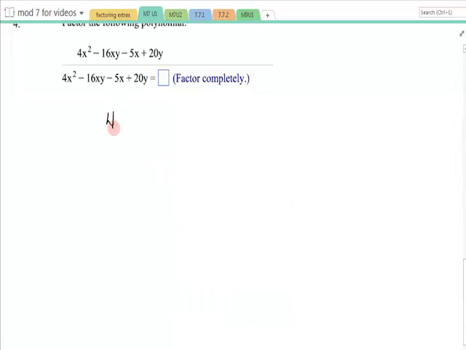All right. I have 4x squared minus 16xy minus 5x plus 20y. Is there a term that goes into all of these? 2 goes into most of them, but not this one. X goes into most of them, but not this one. Y goes into a few of them. The answer is no. There is not a common factor to all of them. But there are 4 terms. So first group, second group.